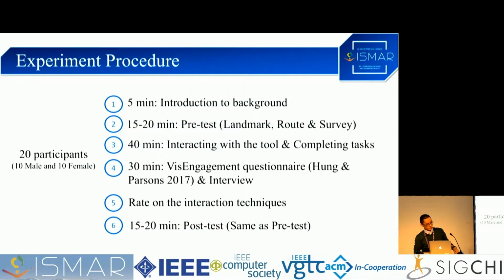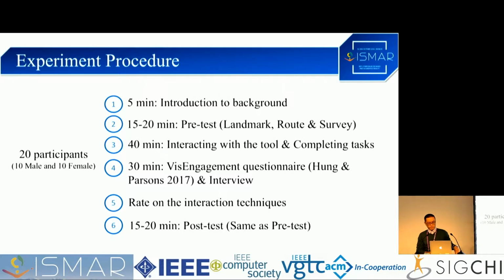And so we conducted an experiment to evaluate the tool, and the experiment can basically be divided into 6 phases. First, 5 minutes to introduce the mathematical background to participants. After that, participants were asked to complete a pretest. It's basically a questionnaire, consisting of 18 questions regarding landmark, route, and survey knowledge. And after that, participants spent 40 minutes to interact with our tool and complete some predefined tasks at the same time.